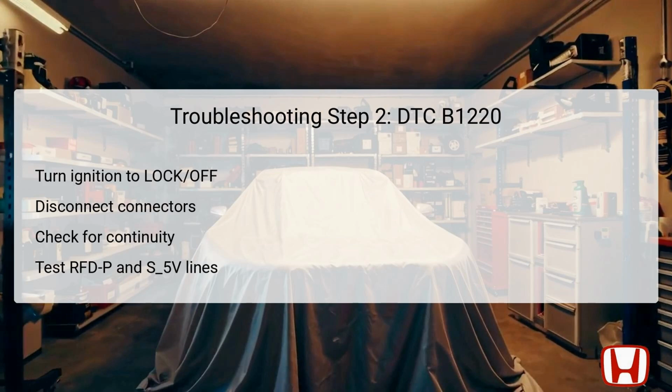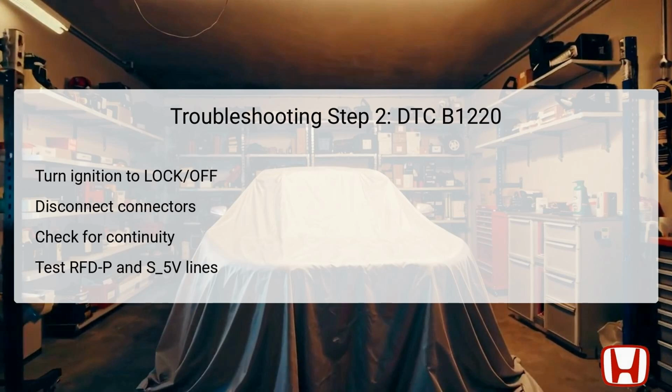Check for continuity between specific test points. For the RFD-P line, use Climate Control Unit 32P connector number 9, which has a light green wire, and check it against a body ground. For the S5V line, use Climate Control Unit 32P connector number 16, which has a black wire.